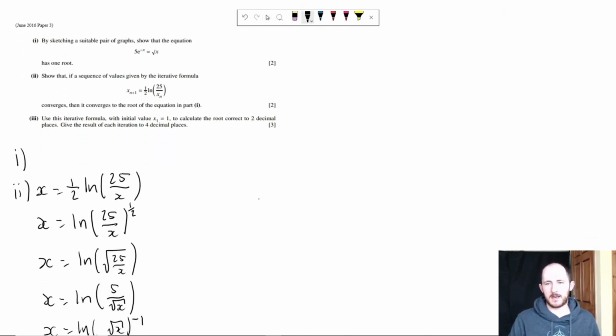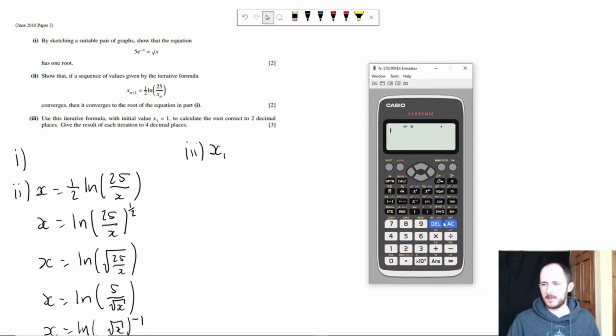Then for part 3, we'll do it back up here so we actually can see the iterative formula. It says x1 equals 1, and we're going to do the exact same thing. So we're going to say 1 equals, and then we're going to type in this exact formula. So I leave it in the exact same form too, just to make sure there's absolutely no way I can make a mistake. Answer, whoops. He says as he makes a mistake.